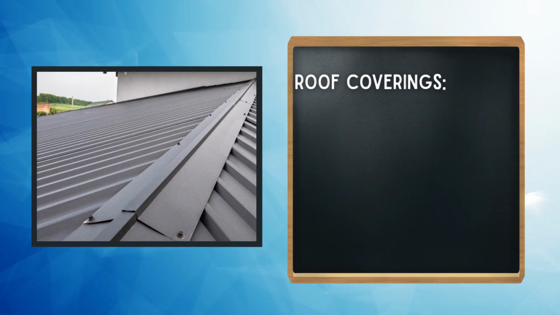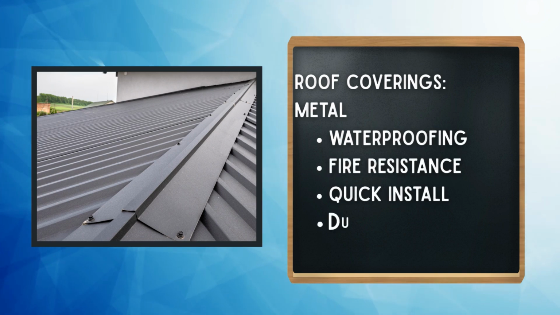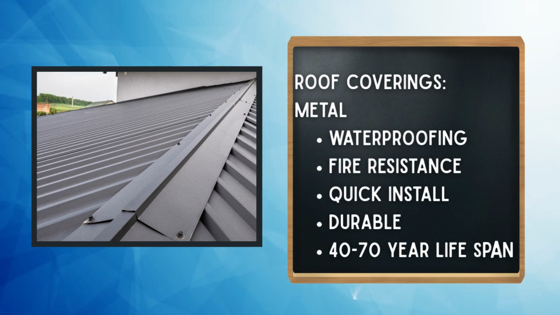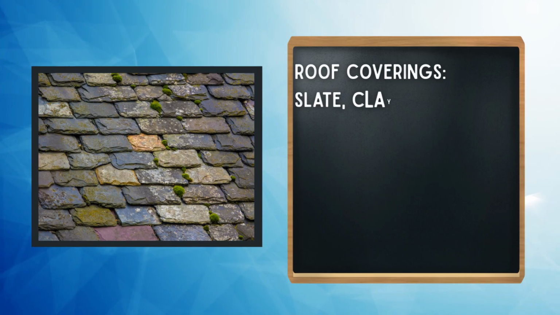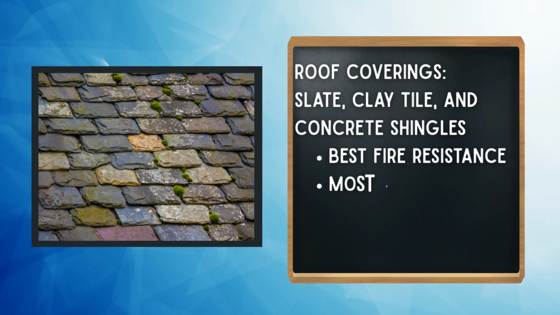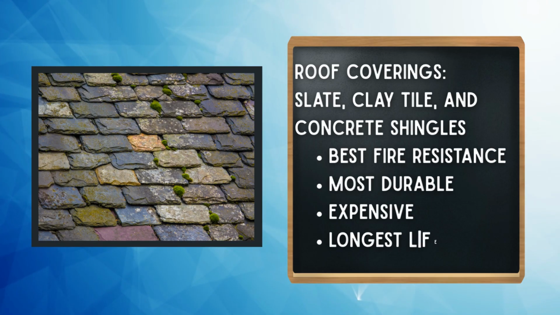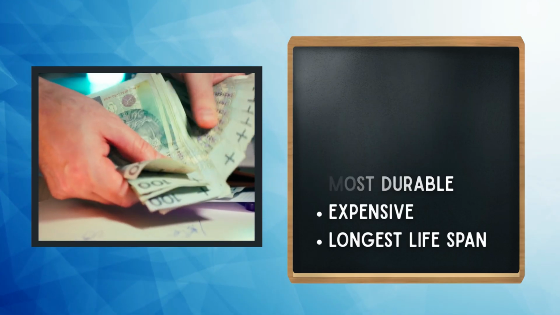Metal roofing provides similar benefits, especially fire resistance. Durability is a key component, with metal roof life expectancy between 40 and 70 years. Slate, clay tiles, and concrete shingles often exceed the fire resistance and durability of metal and asphalt shingles, with lifespans like or greater than metal roofing. However, these types are expensive and used less often.